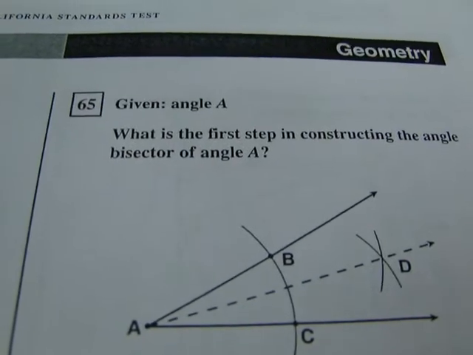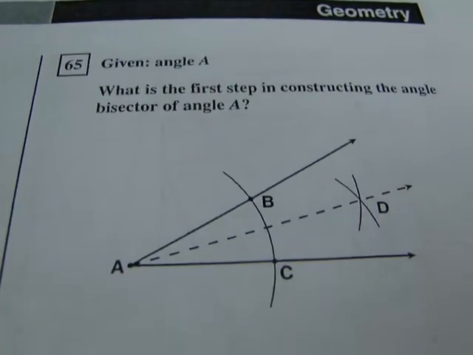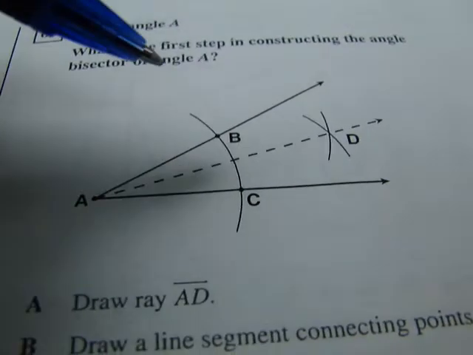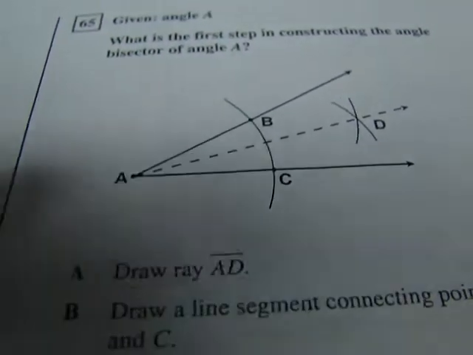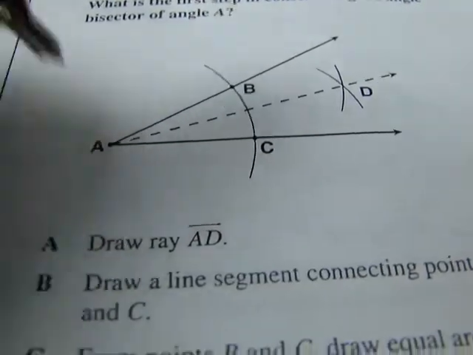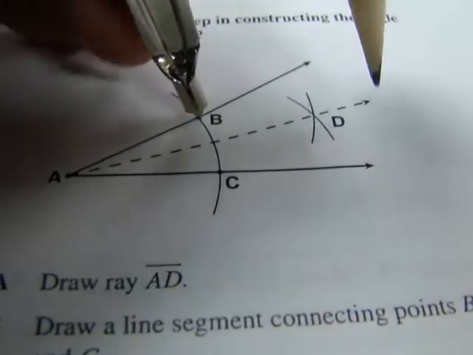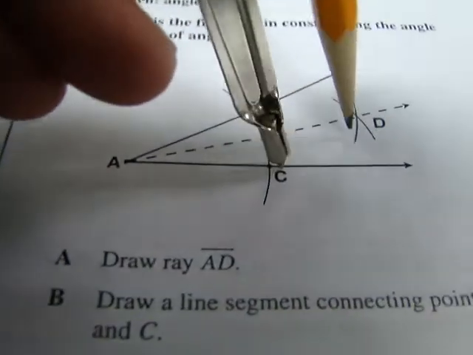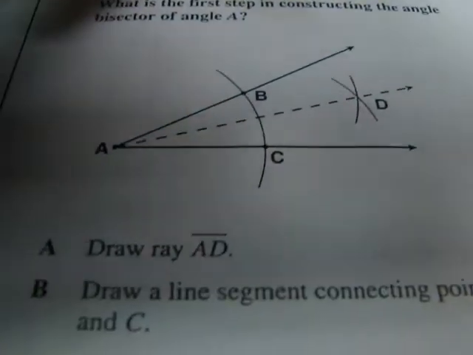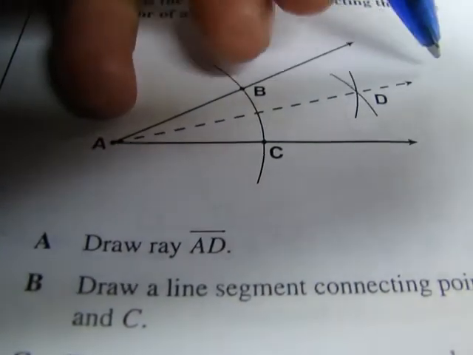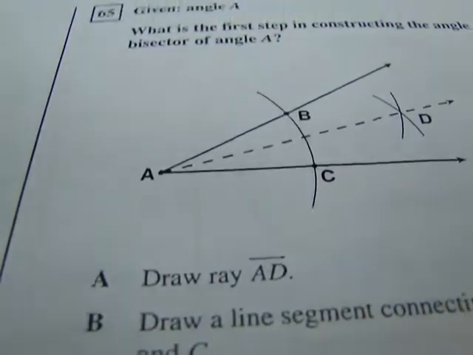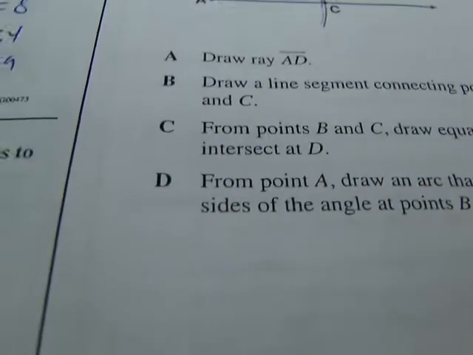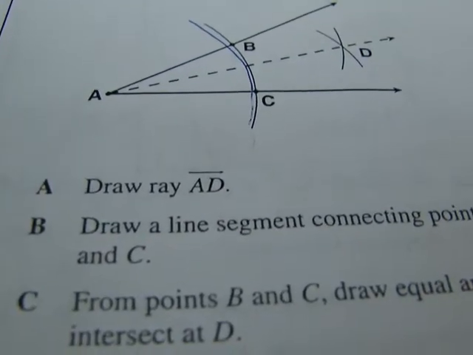Okay, 65. Given angle A, what is the first step in constructing an angle bisector of angle A? So we've got this angle bisector, and let me show you with the compass. The first thing they did was make this little arc right here. Then they went to these points, they made this arc here and this arc here. They did all of that so that they could connect from here through the intersection of those arcs. But the first thing, and this is what we need to know, the first thing they did was construct that arc.